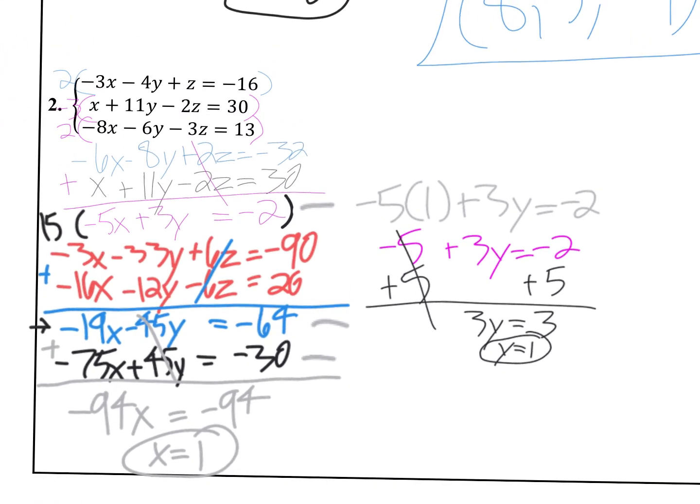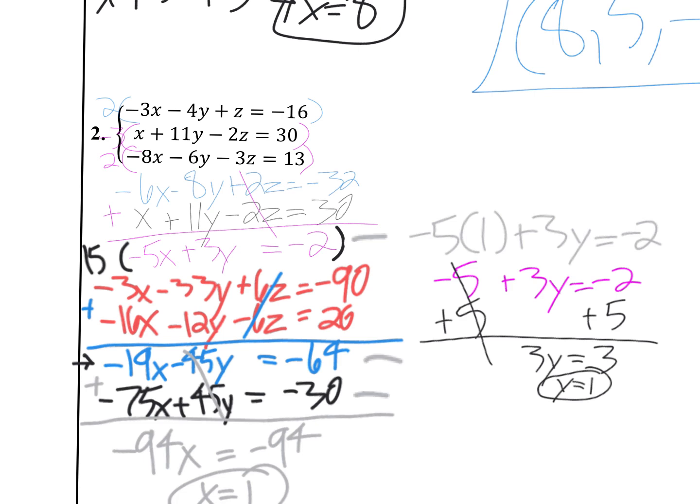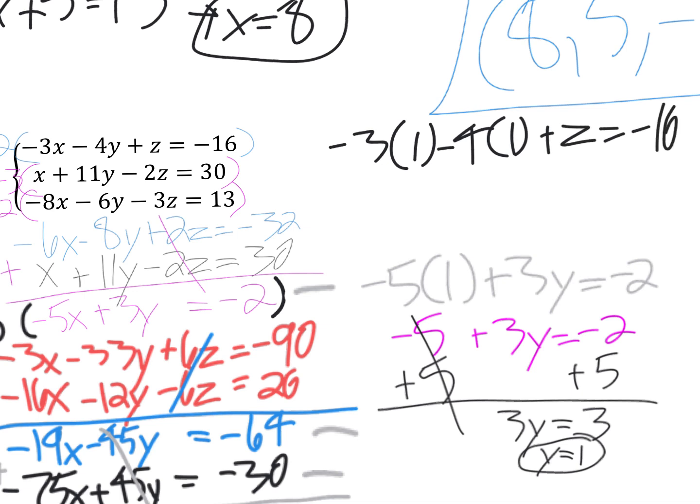What you should do is turn your attention to one of the original equations that has three variables in it. It doesn't really matter which one you choose. I'm going to choose that top one because I feel like it's got the easiest one to work with. So it says negative 3x, x is 1, minus 4y, y is 1, so minus 4 times 1, plus z equals negative 16. And so I go, okay, what's negative 3 times 1? That's negative 3. Negative 4 times 1? Negative 4. Plus z equals negative 16.